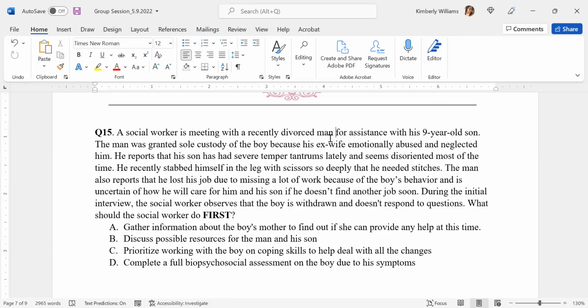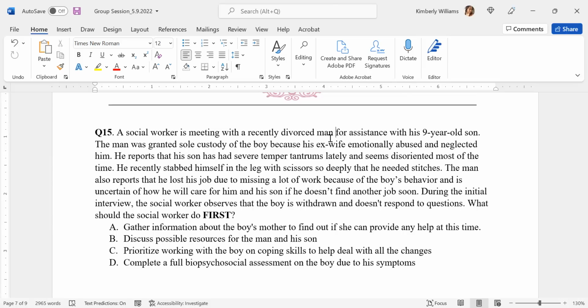The man also reports that he lost his job due to missing a lot of work because of the boy's behavior and is uncertain of how he will care for himself and his son if he doesn't find another job soon. A whole lot. During the initial interview, the social worker observes that the boy is withdrawn and doesn't respond to questions. What should the social worker do first?